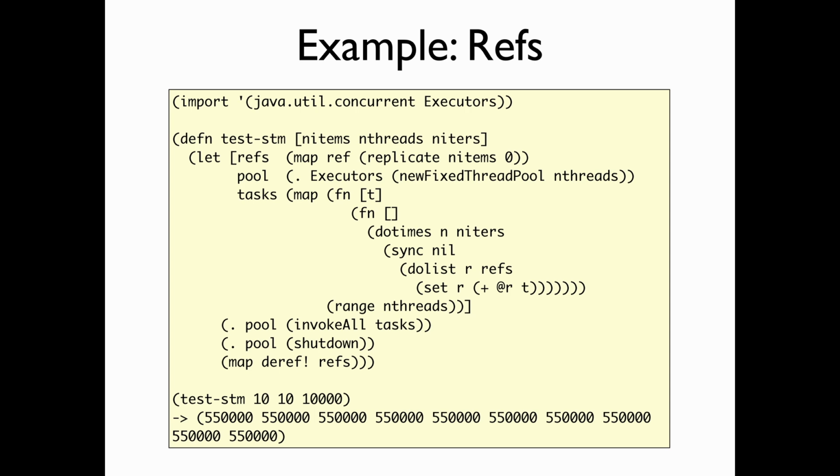It's very nice. Then we're going to set up a bunch of tasks, which are just going to be functions, lambdas. We're going to map this function over the range of threads. So we just have incrementing numbers, 1, 2, 3, 4, 5, 6, 7, by saying range. So range 7 says 0, 1, 2, 3, 4, 5, 6. So we're going to map this function that takes that number and makes a function which, in a loop for the number of iterations, creates a transaction. That's what sync does. Goes through all the refs and increments them by its number.